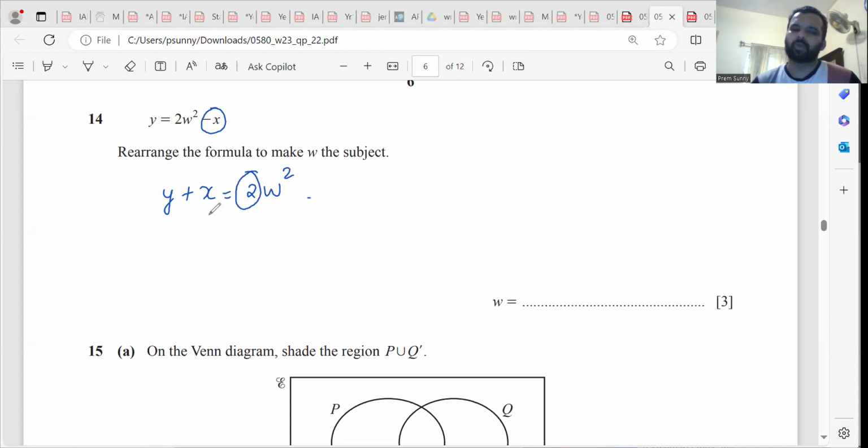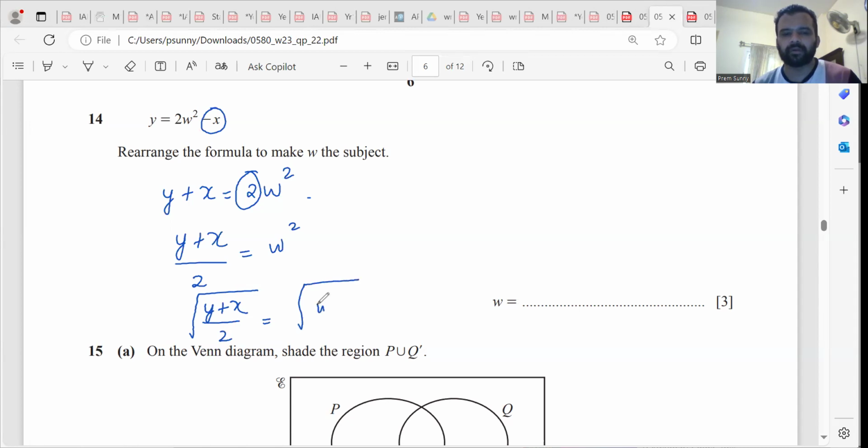I don't want this 2 also. Multiplication of 2, when it moves to the left hand side, it becomes division of 2. Y plus x by 2 is equal to w square. I don't want this square. To remove square, I need to square root both the sides. So square root of y plus x by 2 is equal to square root of w square. Square root and square get cancelled. So your final answer will be y plus x by 2 is equal to w. This will be your final answer for question number 14.